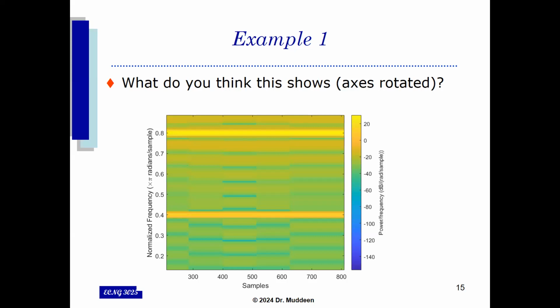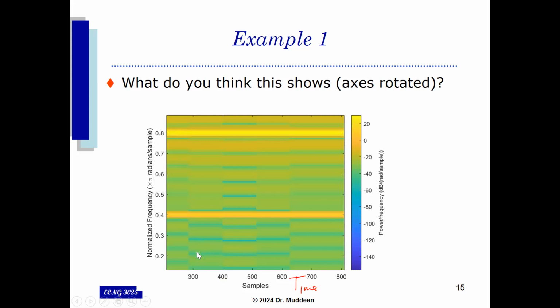Anybody? Relatively high amplitude frequencies at around 0.4 pi radians per sample and 0.8, at around 0 dB and 20 dB, consistent through the entire data record. Right. So if you have a set of samples, this is my time here. This is time, right? Instead of time, they actually have samples here.